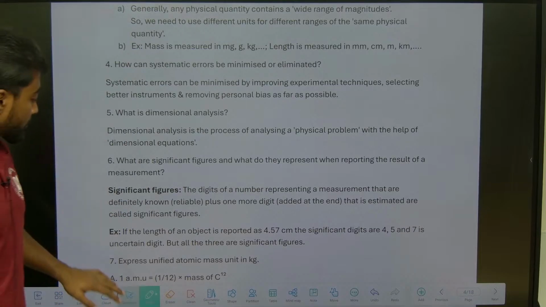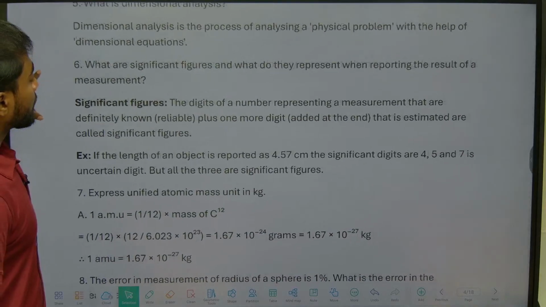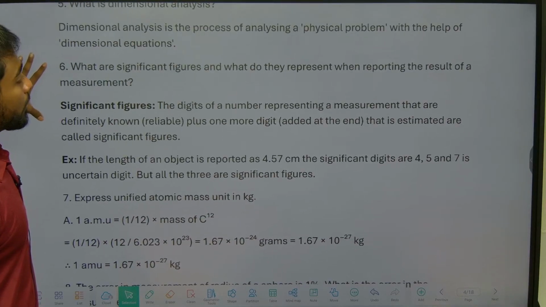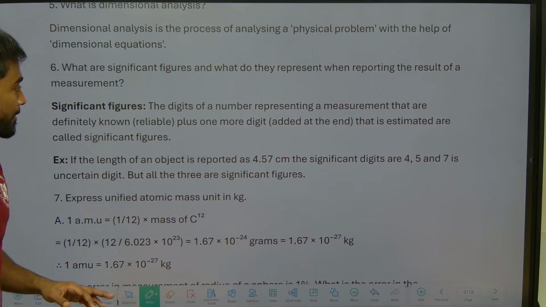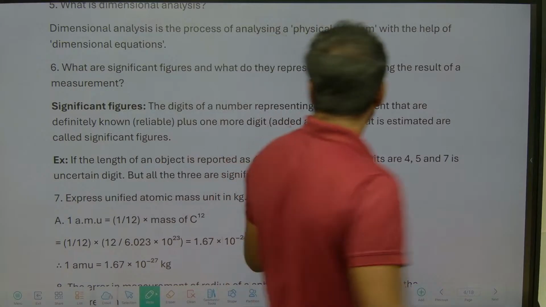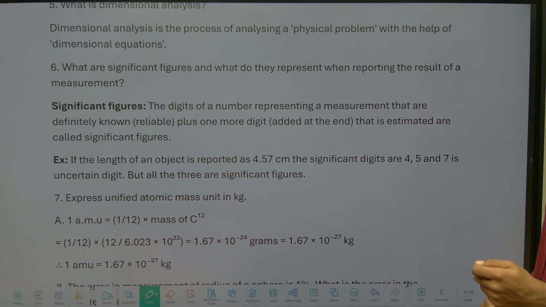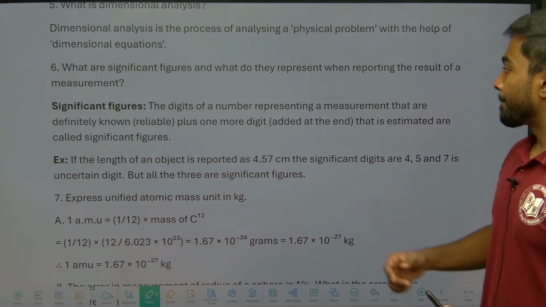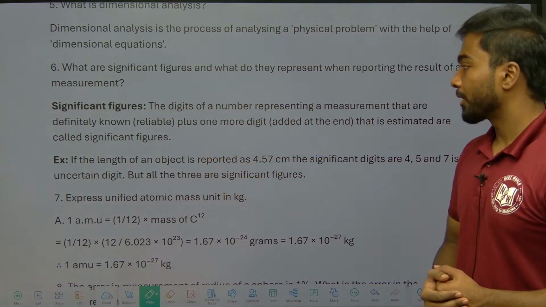So the next question is, what are significant figures and what do they represent when reporting the result of measurements? Basically, significant figures are the digits of a number representing a measurement that are definitely known, plus one more uncertain digit, which is also called a significant figure.